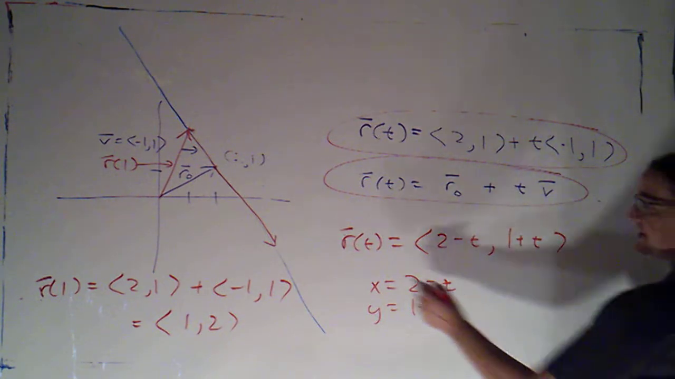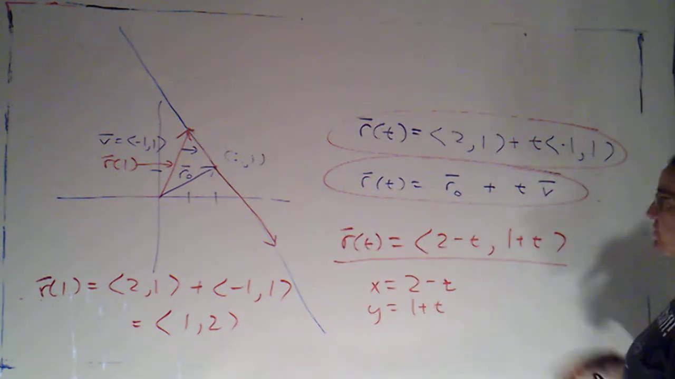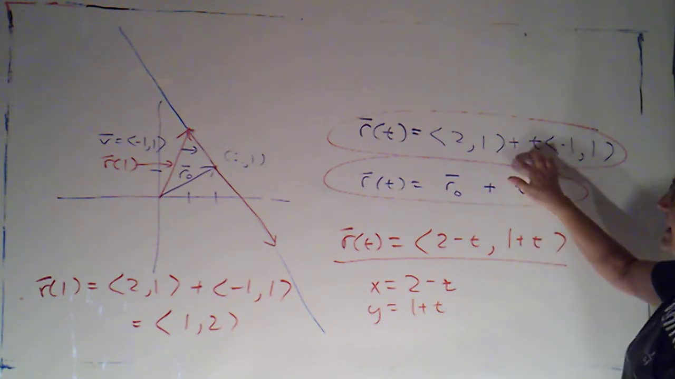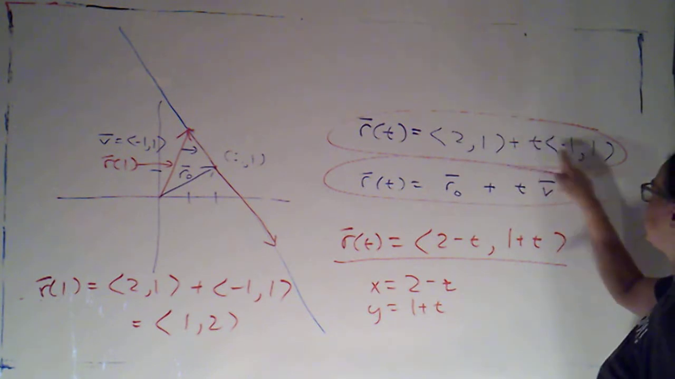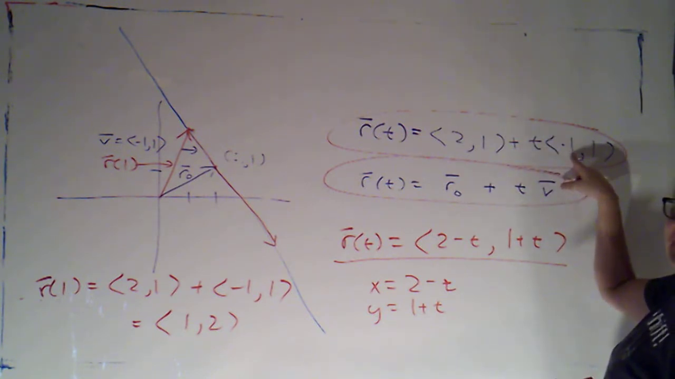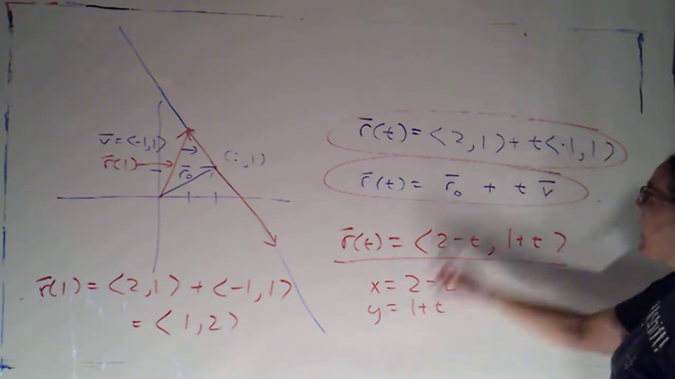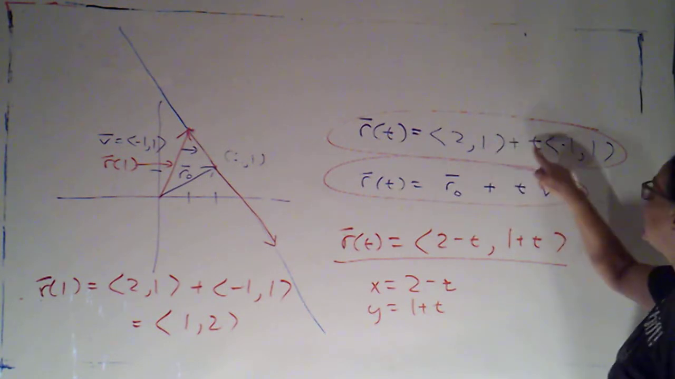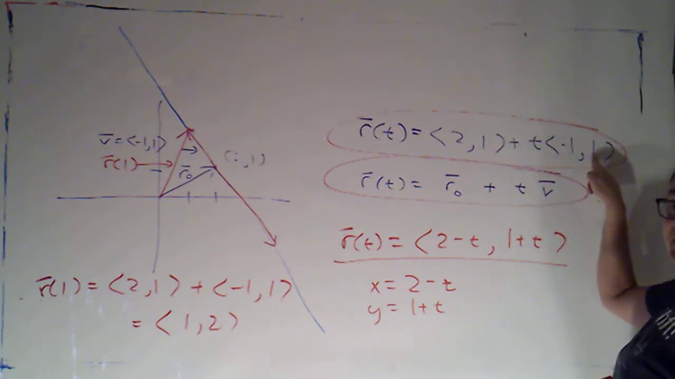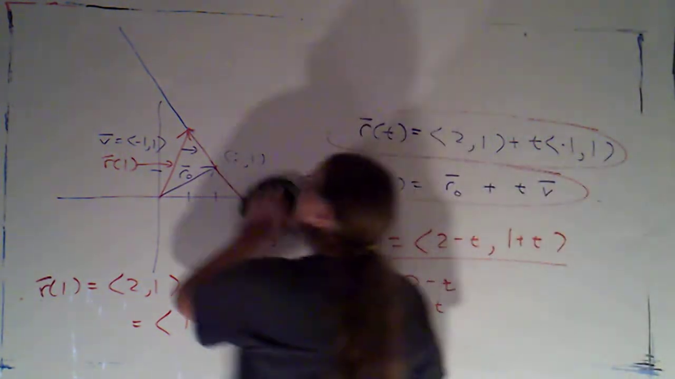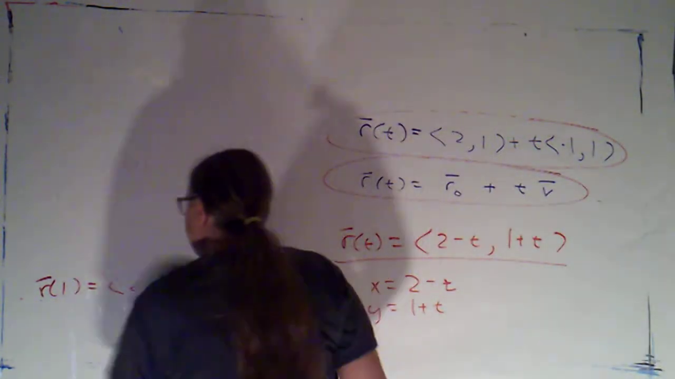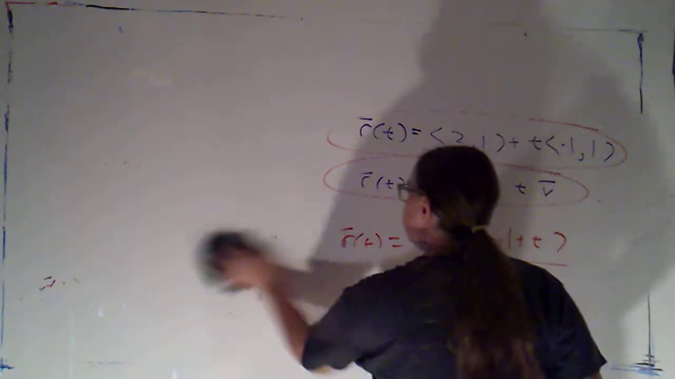And it's not actually necessary even to write it like this. I could pick that out from here. I could just say x is my starting x value plus t times the x component of my direction vector, and y is my starting y value plus t times the y component of my direction vector. Excellent. So let's try an example in 3-space.